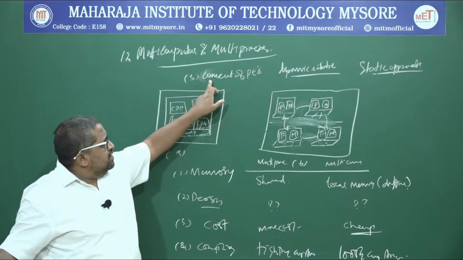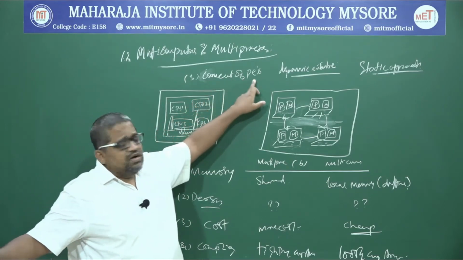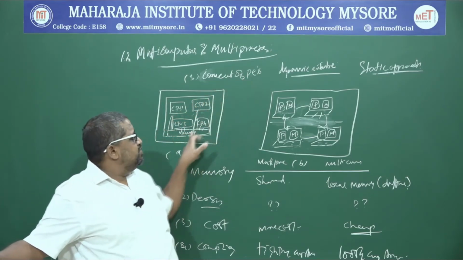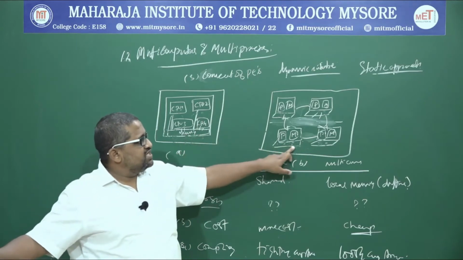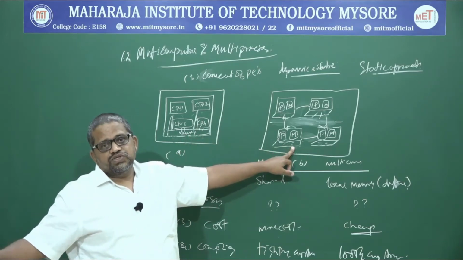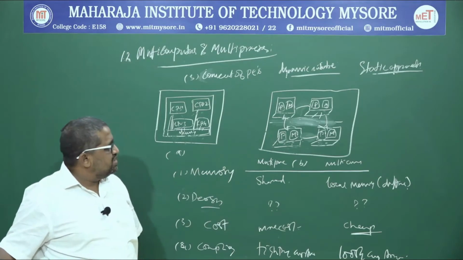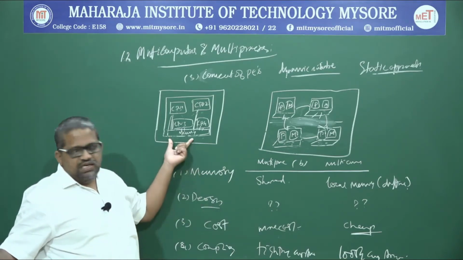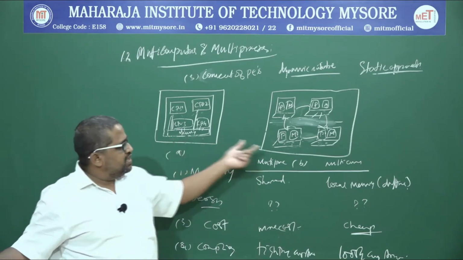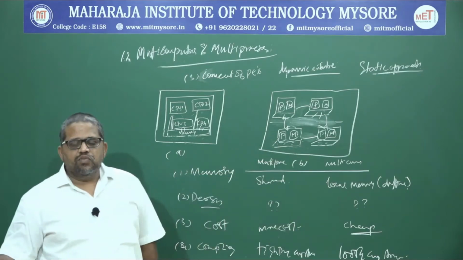Now, communication among processing elements is going to be dynamic in nature, whereas it is static in approach. So these are the 5 differences that you can make out between a multi-processor and a multi-computer model.